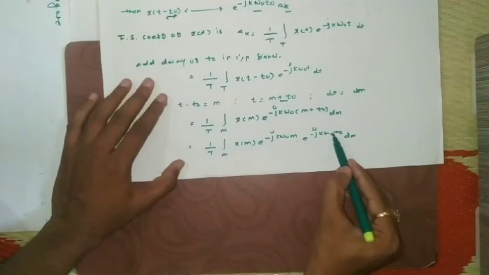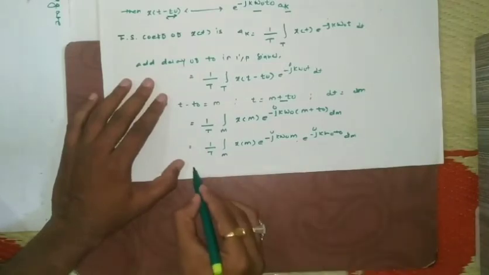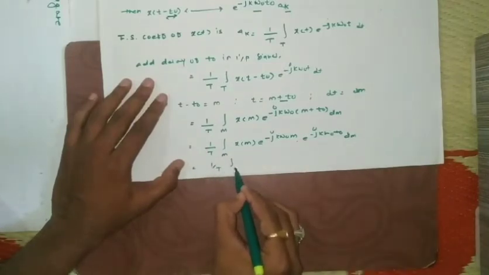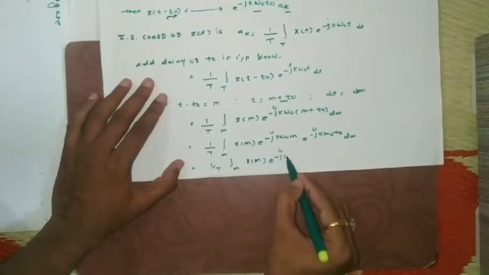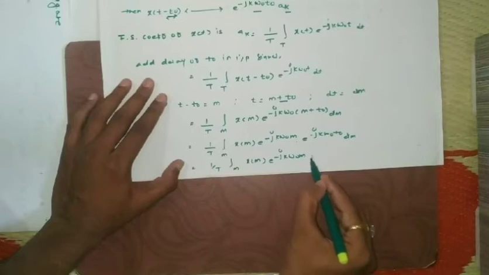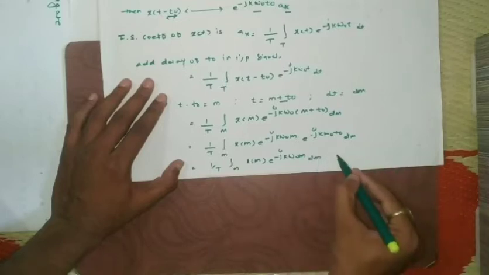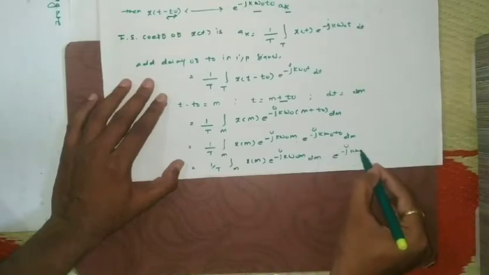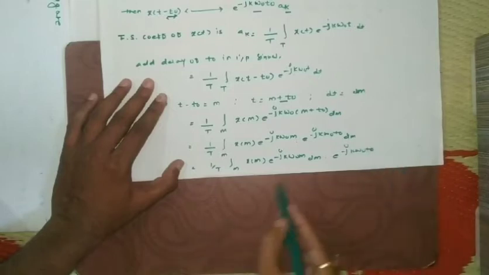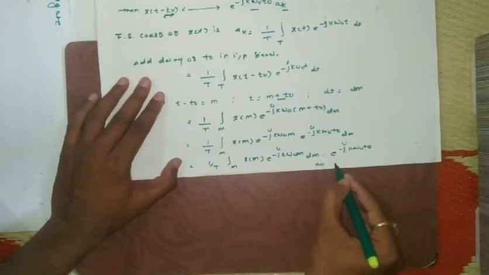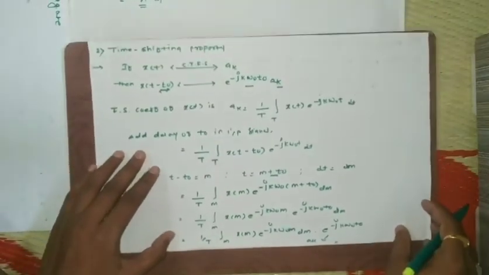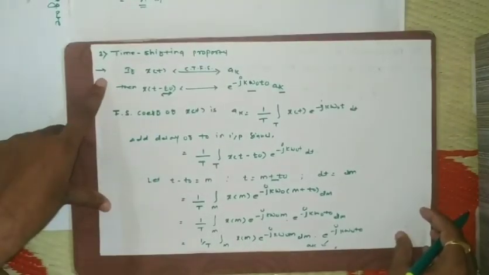Now if I take this term outside, probably we can write the same integration x(m) e to the power jk omega naught m dm multiplied with e to the power jk omega naught into t naught. Now if you see this particular equation, it is nothing but our Fourier series coefficient, and based on that we can write this term as a_k multiplied with this term. So this is called the second property, the time shifting property.